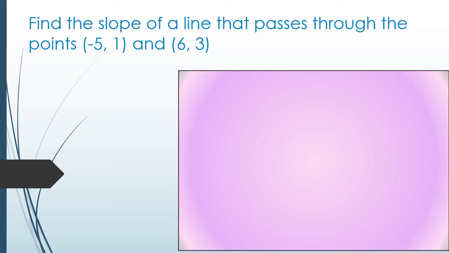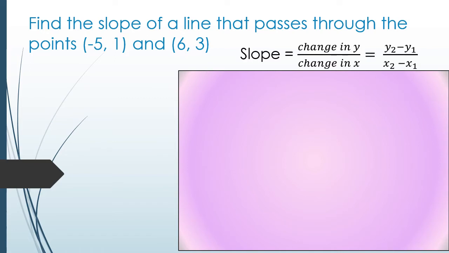If we want to find the slope of a line that passes through the points -5, 1 and 6, 3, we can do that by finding the change in y over the change in x, and that means the difference in the values of the y values and the x values. So you can find that by doing y2 minus y1 over x2 minus x1.